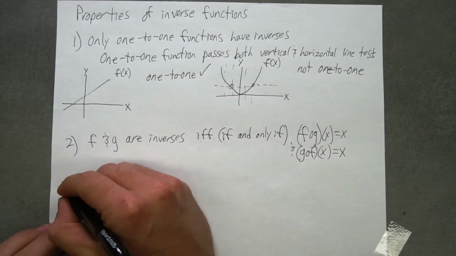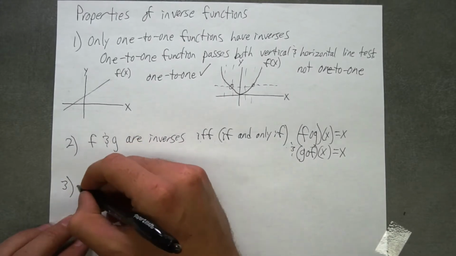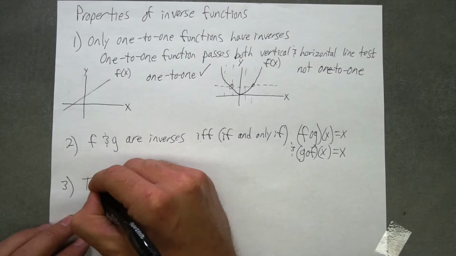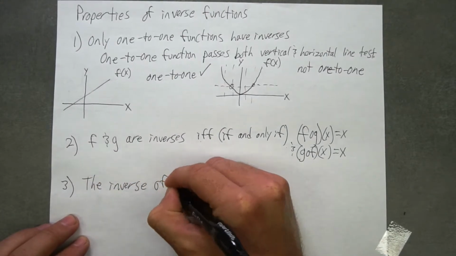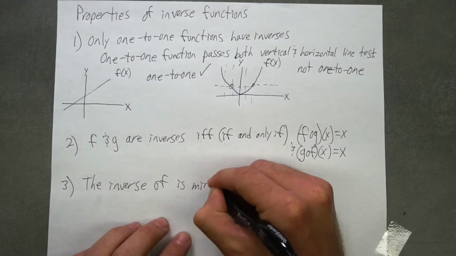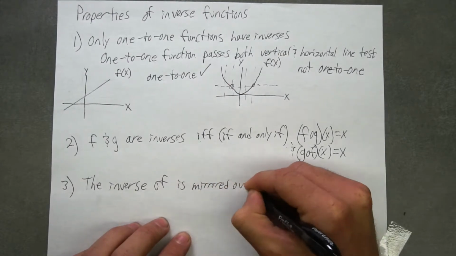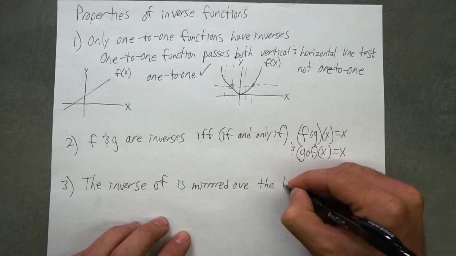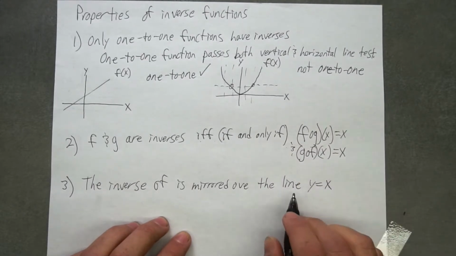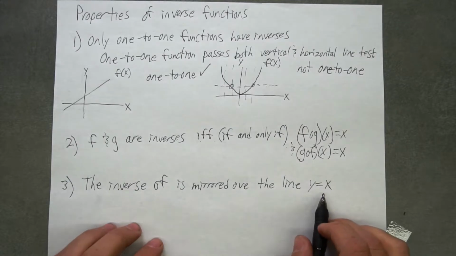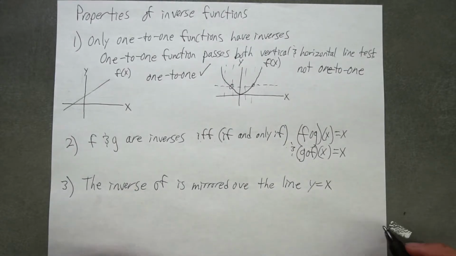A third property is that the inverse function, the inverse of f, is mirrored over the line y equals x. This is a very graphical representation of an inverse function.